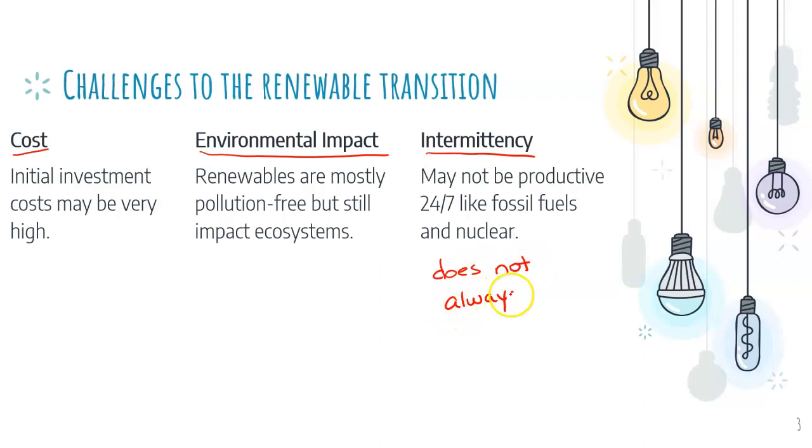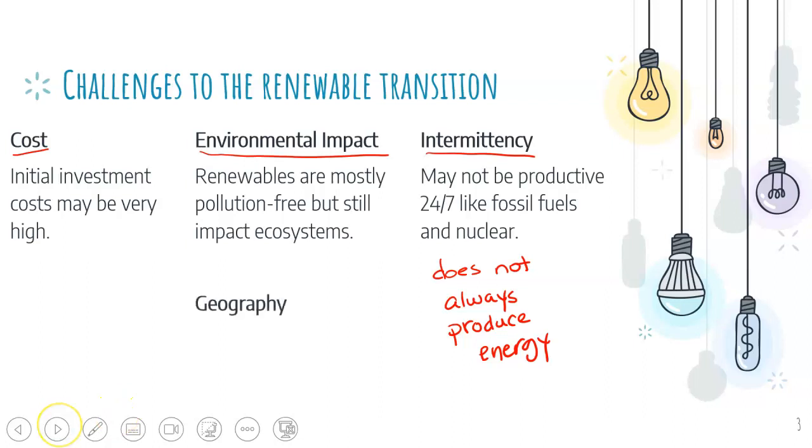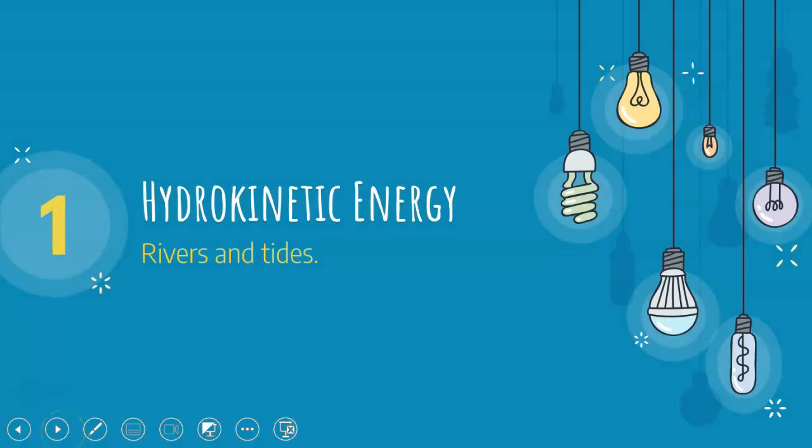This is not an answer on your notes, but I want to make sure of it. So for example, the sun: while the sun comes back every single day, we cannot produce solar power at nighttime. That's all. All right, so let's go to the first type of energy, which is hydrokinetic energy or hydroelectric power.